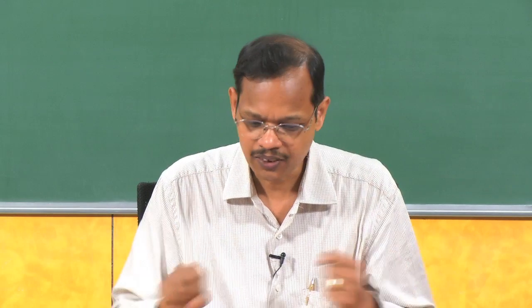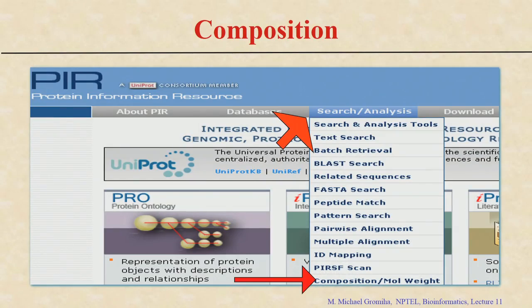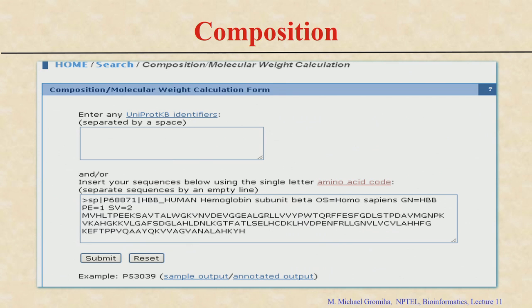So we need to analyze the data and extract some information which is hidden in the sequences. So they developed several tools. You can search with text, you can search with BLAST, you can search with composition or anything you can calculate. If you want to calculate, go with this analysis. You see a list of tools available, and here you can see the tool which can calculate the composition. So click on this composition and you get this window.